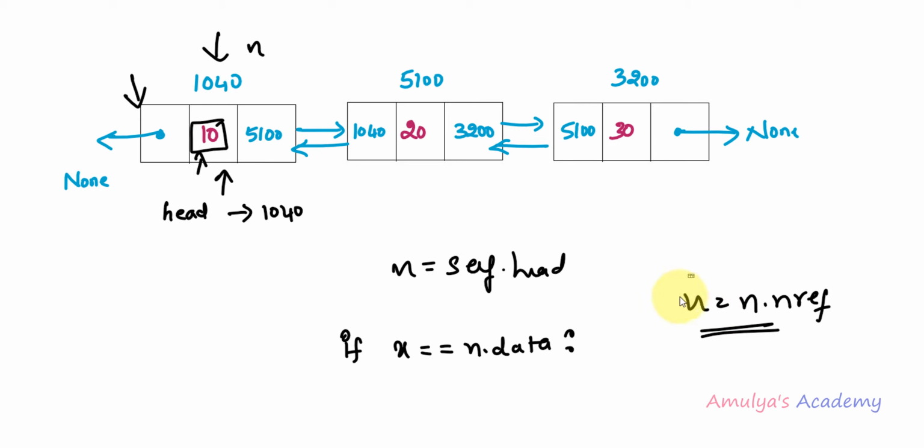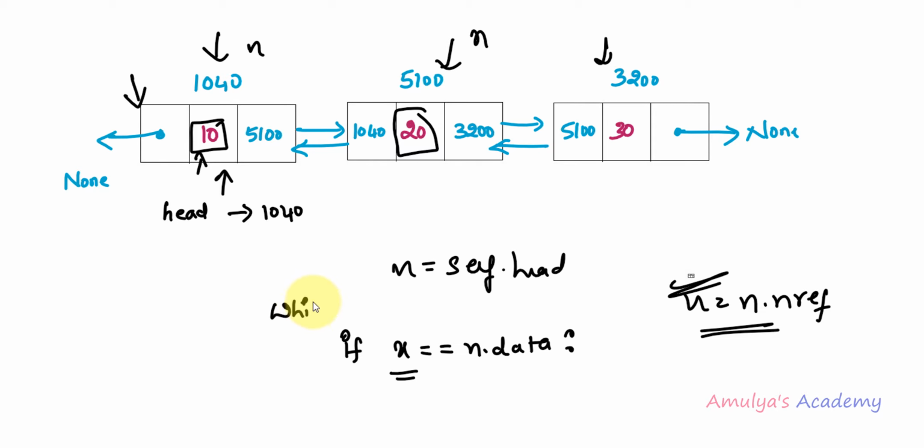If it is not, then I need to increment the n value. I need to go to the next node. Now n becomes this, and again I need to check x with the n dot data, 20 with the x. If it is true, we got the x. Otherwise, again I need to go to the next node and compare the data of that node with the x. So we need to repeat this again and again.